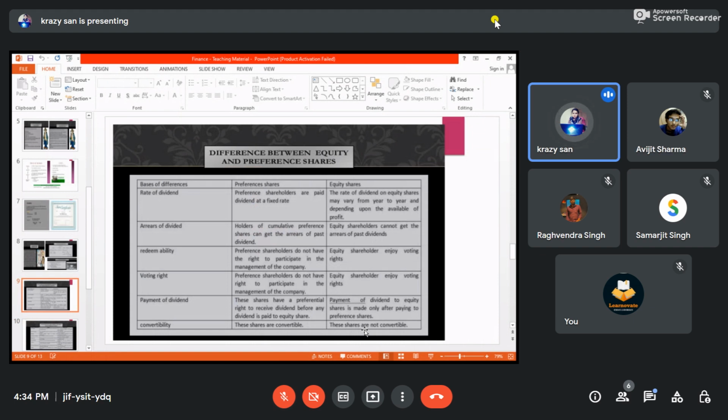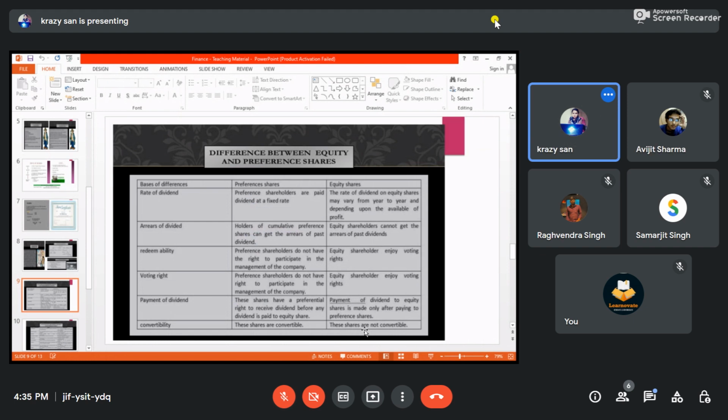Now, what are the basic differences between equity and preference shareholders? We have discussed it, but let's understand on the basis of differences. First, the rate of dividend. Preference shareholders are paid dividend at a fixed rate, whereas in equity it can change depending upon the available profit of the organization. Arrears of dividend: holders of cumulative preference shares can get the arrears of past dividend, whereas equity shareholders cannot.